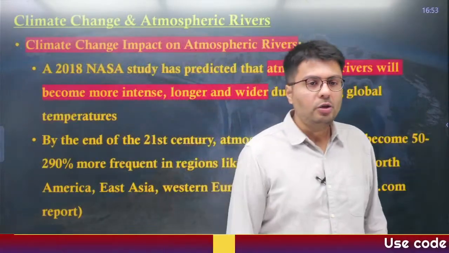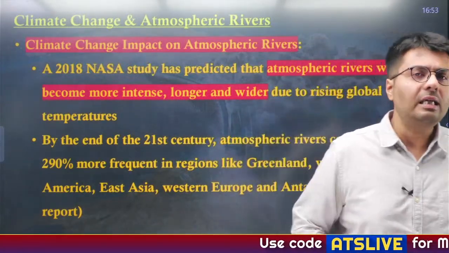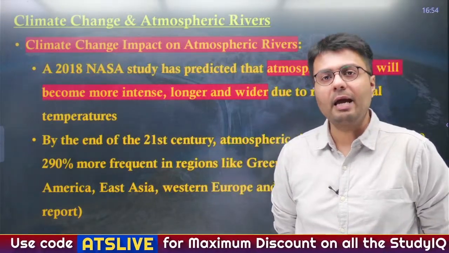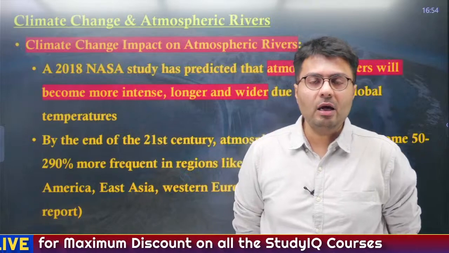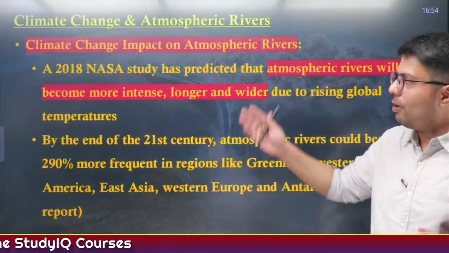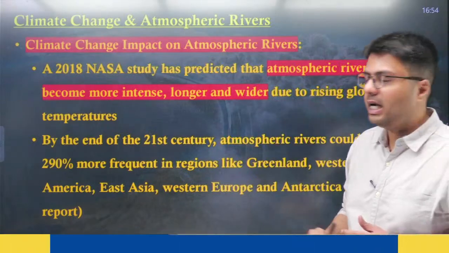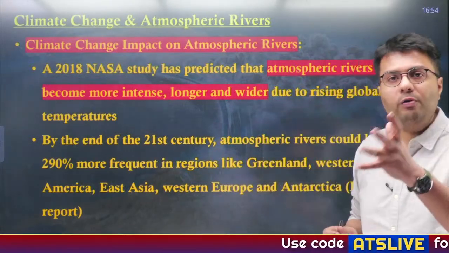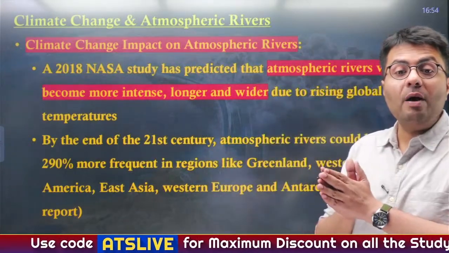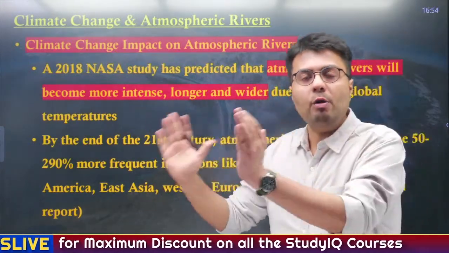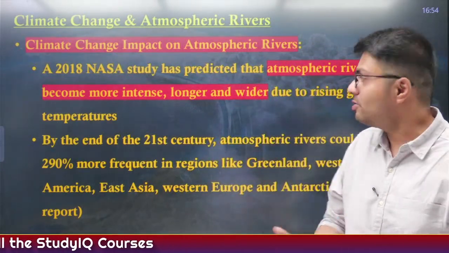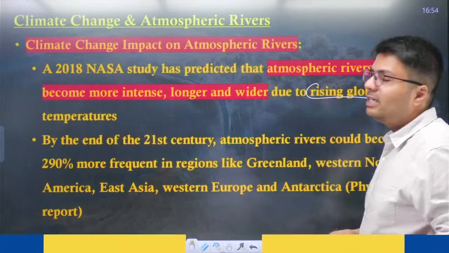Now, you have understood atmospheric rivers, but before that, let us also understand one impact of a phenomenon known as climate change, because climate change is a reality right now, and climate change affects all weather patterns, including atmospheric rivers. Now, a study conducted by NASA has predicted that atmospheric rivers going forward, due to climate change, will become more intense, longer, and wider, which means they will carry a huge amount of water vapor, which can lead to a significant rise in rainfall levels, right? And this is due to rising temperatures globally.